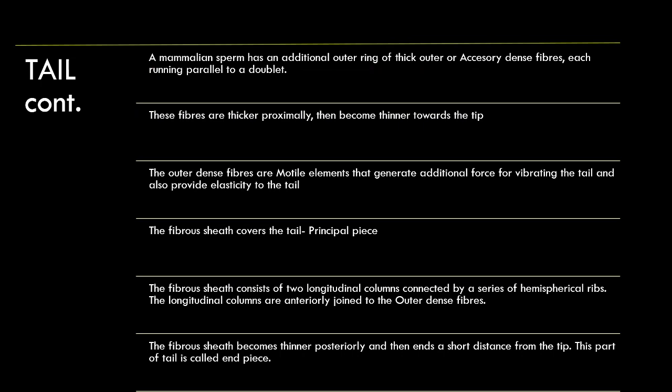So the outer ring has accessory dense fibers, each running parallel to the doublet. These fibers are thicker proximally and then become thinner at the tip of the tail. The outer dense fibers are the motile elements, and they generate additional force for vibrating the tail, and they also provide the elasticity to the tail.